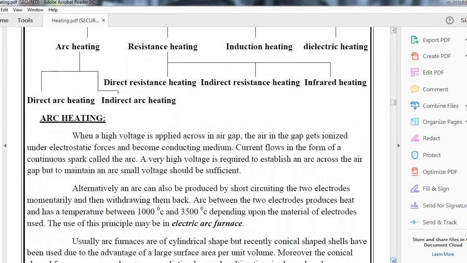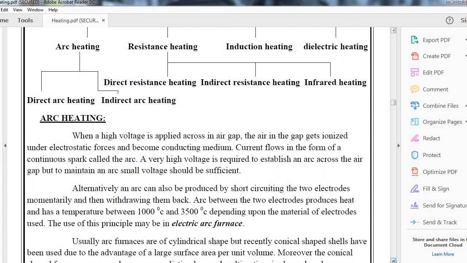When a high voltage is applied across the air gap, the air gets ionized under the electrostatic force and becomes the conducting medium. Current flows in this form of continuous spark, which is called an arc. A very high voltage is required to establish the arc across this air gap, but to maintain this arc, a small voltage should be sufficient. Alternatively, the arc can also be produced by short circuiting the two electrodes momentarily and then withdrawing them back. Arc produced between the two electrodes has a temperature of about 1000 to 3500 degrees Celsius depending upon the material of electrodes.